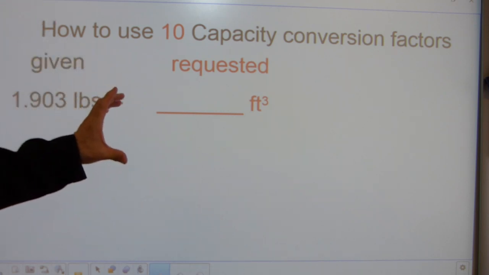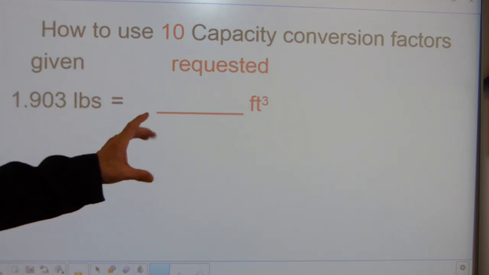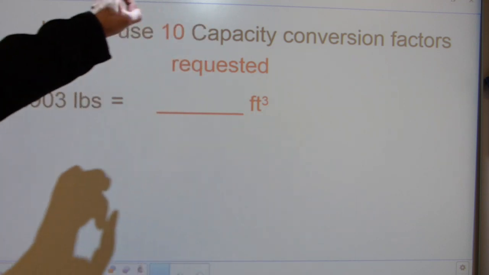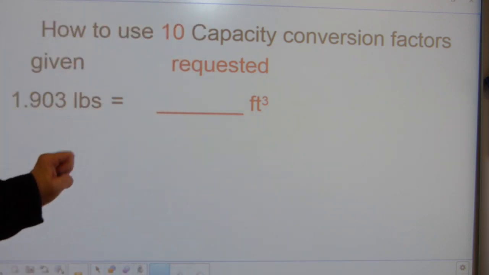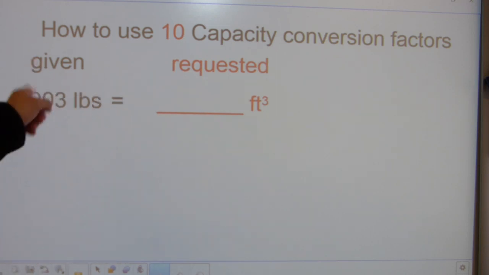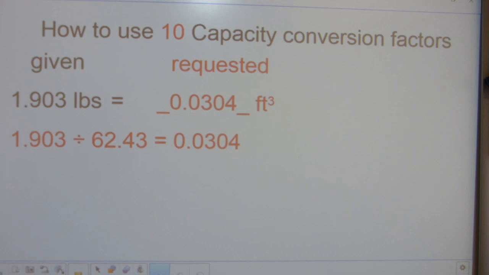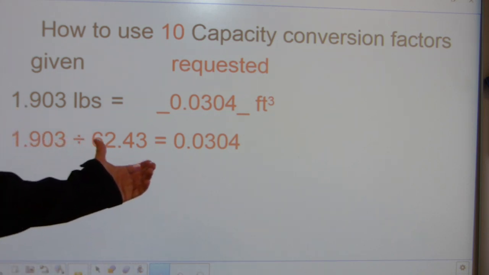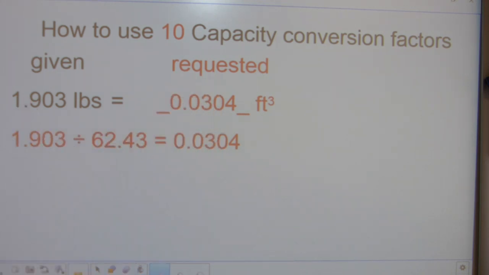The conversion factor 62.43 relates cubic feet first to pounds mentioned second. This practice problem lists cubic feet and pounds in reverse order. That's why this is a division. Copy the numbers correctly into your calculator and copy the final answer.